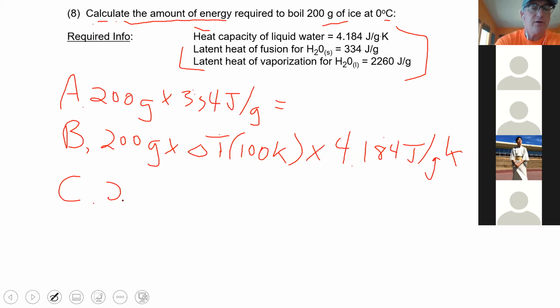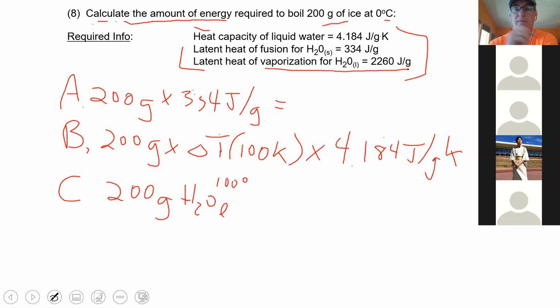So now I've got my 200 grams of liquid water, and it's at 100 degrees already. So what am I doing to my liquid water at 100? Multiplying by the latent heat of vaporization. Right, because that's the amount of heat it takes for a gram of liquid water at 100 to go to a gram of water vapor at 100.